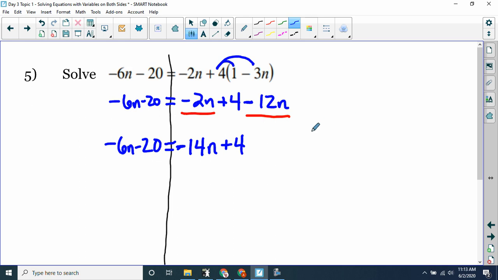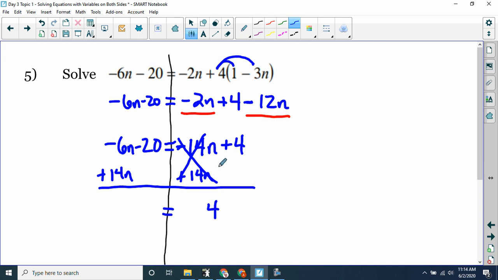I have n's on both sides of my equation. So now is where I want to move them all over to the same side. I am going to add 14n to both sides. I've got negative 14n. I want to get rid of that so that it's over on this side. I can add 14n right here. I need to do the same thing over here. These cancel. Equal sign comes down. I've just got positive 4. That's all that's left over here.